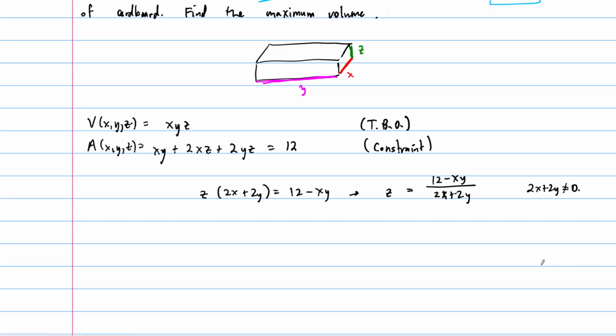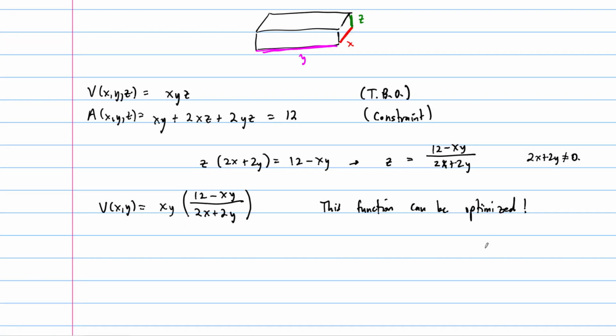All right, so this is now a formula for z. We can plug this back into our function V, right? So V can be reduced to a function of two variables. V of xy is now going to be equal to x times y times (12 minus xy) over (2x plus 2y). And this is now a function of two variables that we can optimize the same way that we just did, right? So now this function can be optimized just like we've studied in the previous examples.